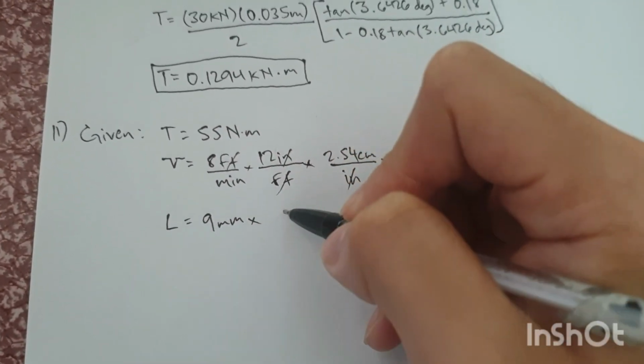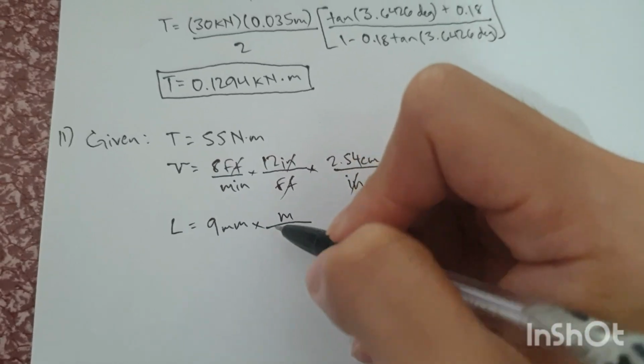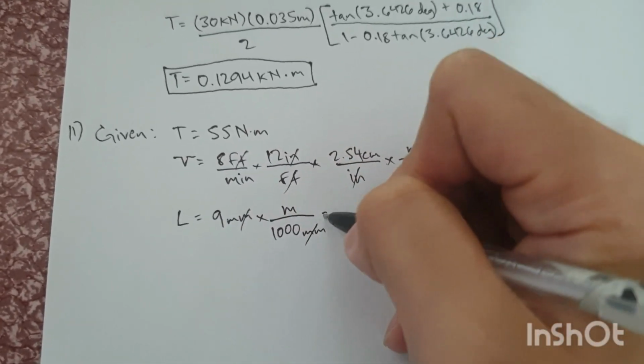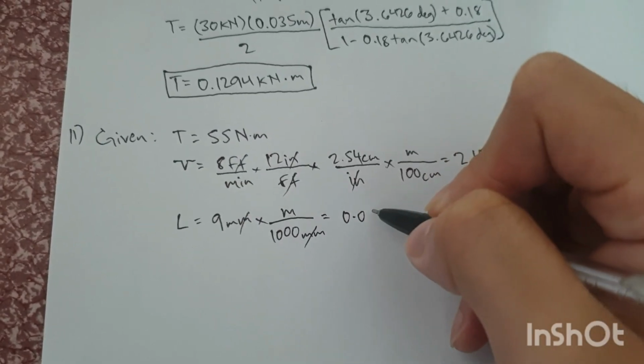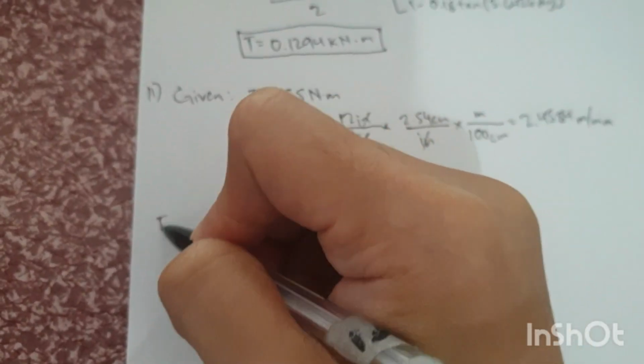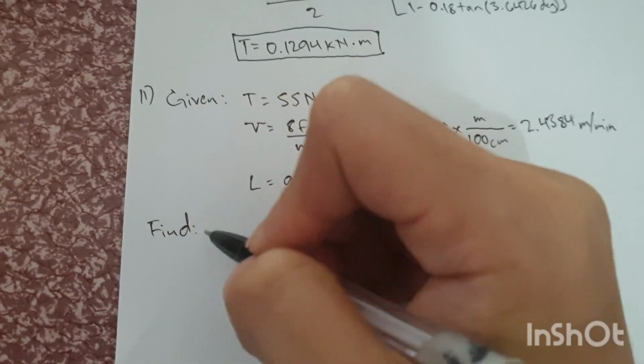And now we are also given a lead of 9 millimeters, but we should convert it to meters also, so meters per 1000 millimeters. Cancel, then this would be equivalent to 0.009 meters. And now we need to find the power input.